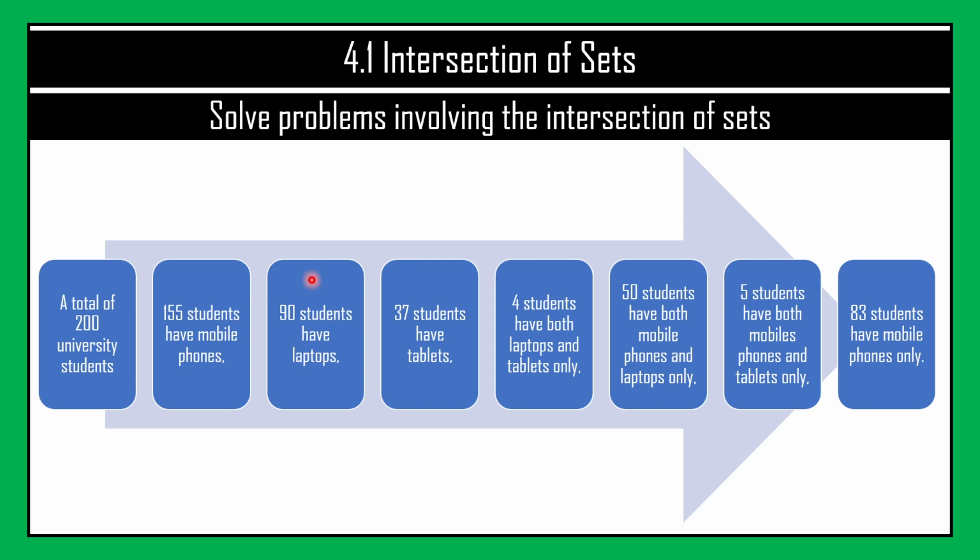Same as the information with 90 students have laptops. It doesn't say laptops only. They have other devices. Okay? So when it comes to only, it means that they only have those 2. They don't have any other than those 2. Now I'm going to do the same thing as I did in the previous question. I'm going to represent them in a Venn diagram.